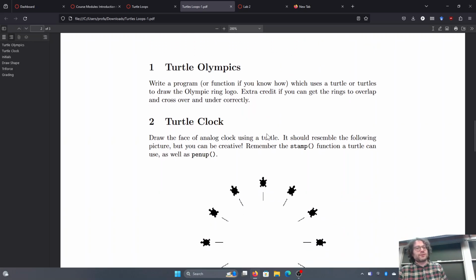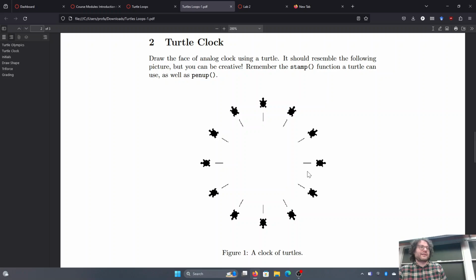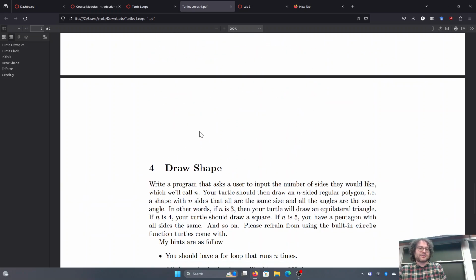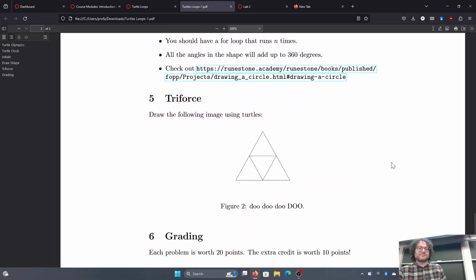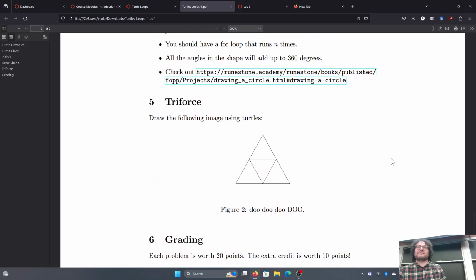But what we'll do with the turtle is you will draw the Olympic rings. You'll draw a clock that looks like this. You'll write your initials. You'll draw some shape. I tell you how many sides I want that shape to be, and you'll draw something with that many sides, which is also what we're going to be working on today. And then finally, drawing the Triforce from Legend of Zelda.